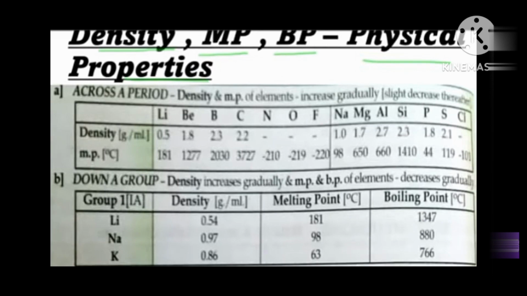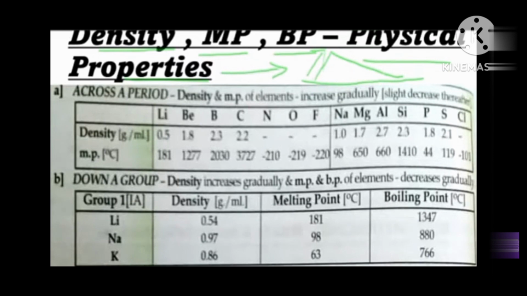Meaning, it increases very gradually and then slowly decreases slightly. Can you see a gradual increase and slight decrease? Like this, it is the density and melting point of elements across a period. Across a period means like this, okay?